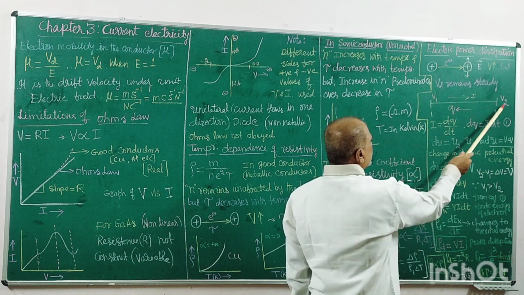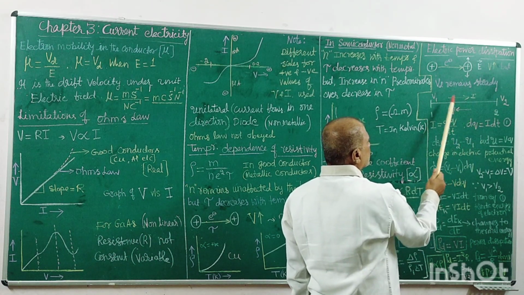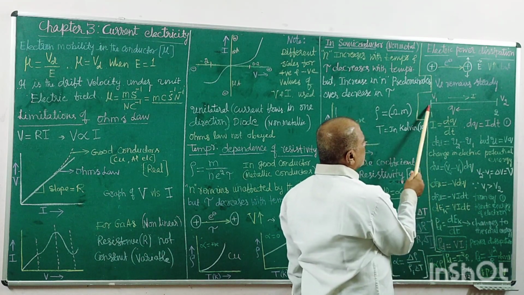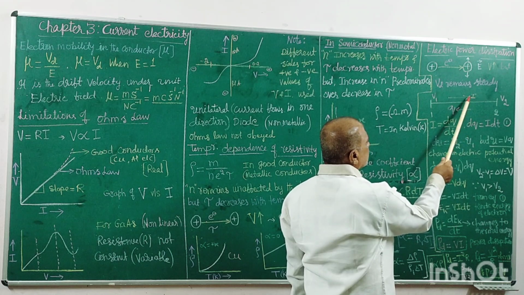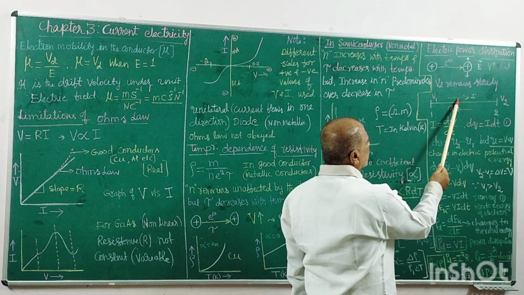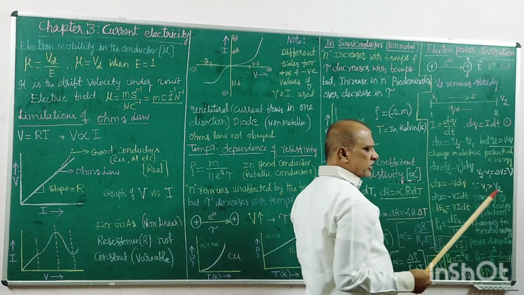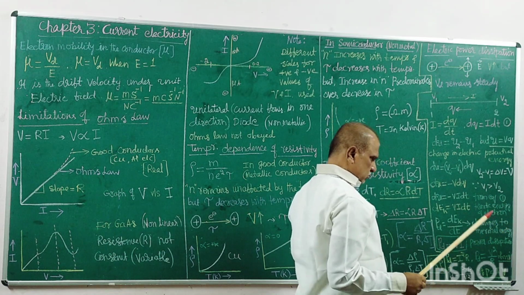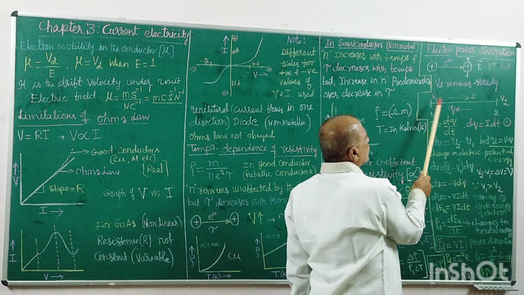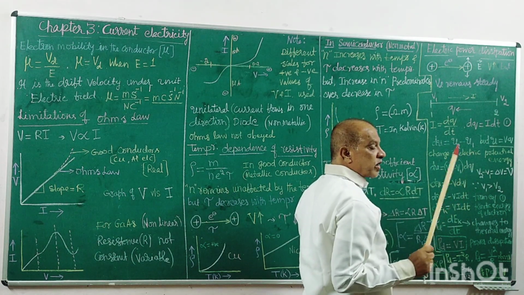V1 is one potential, V2 is another: a higher potential and a lower potential. V or delta V is the difference in potential. Due to this potential difference, electric current flows in the conductor. Electric current always flows from higher potential to lower potential. It is quite natural, spontaneous.